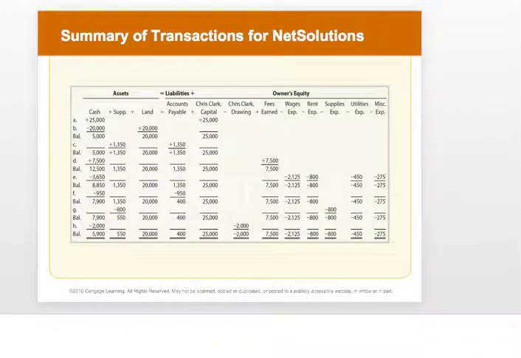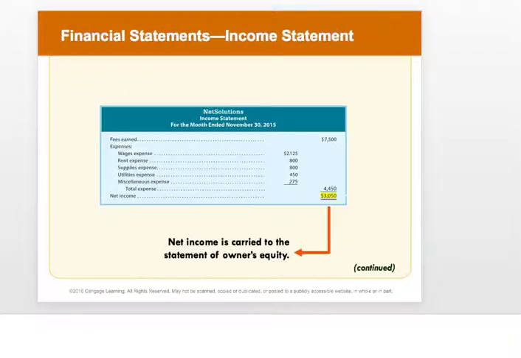Now we're going to look at Chris Clark's business, Net Solutions. This is what we worked through just a few minutes ago. And you'll see here that we're going to use the end of the month amounts to create these financial statements. The first financial statement is the income statement. So what we'll do is we'll list our revenue, $7,500, and then we'll list out each expense to find out if Chris Clark made a net income or a net loss his first time in business.